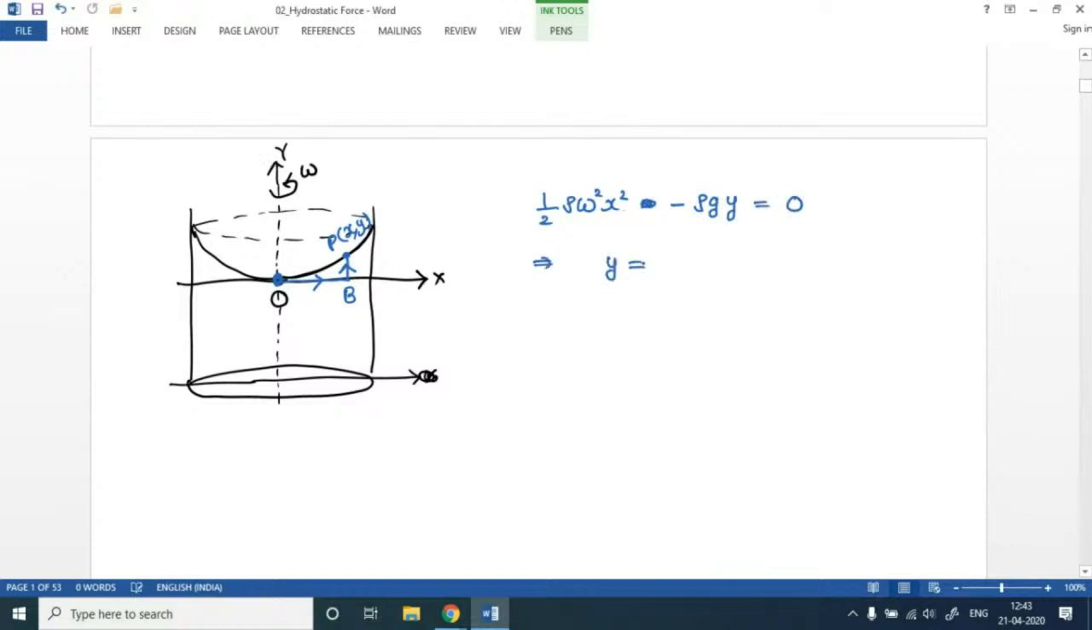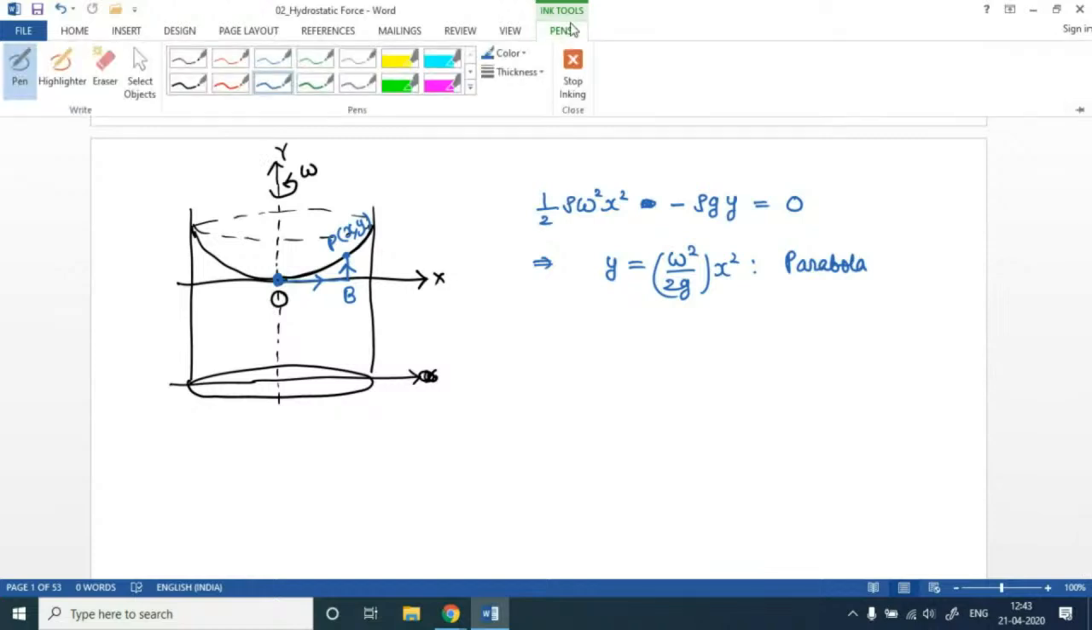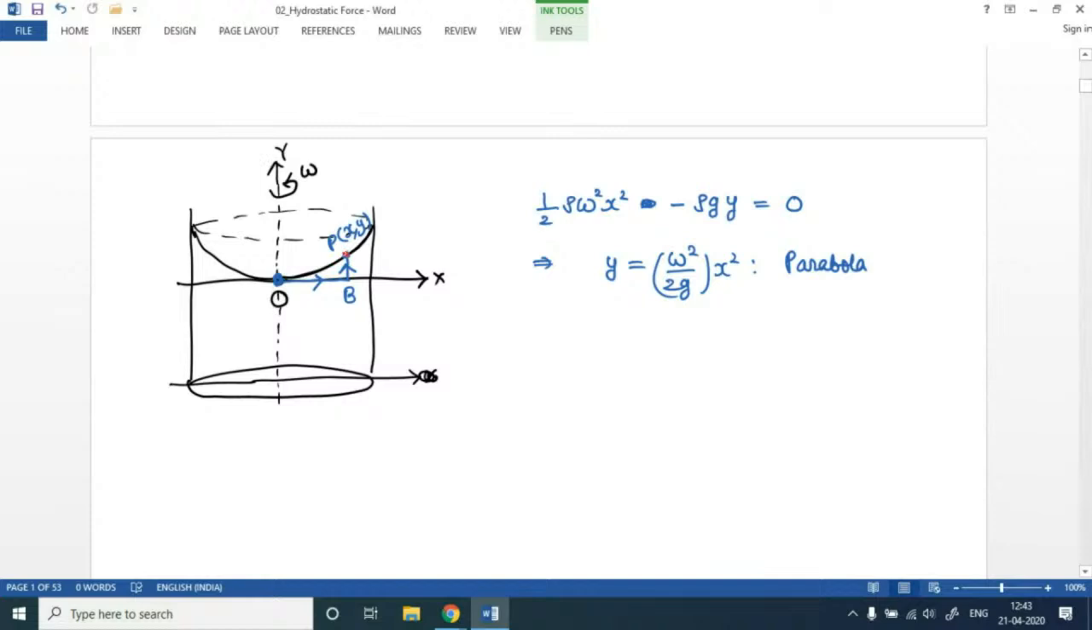So just by rearranging we will be getting y is equal to omega square by 2g into x square. So that definitely is a parabola. Okay, three dimensionally, when you will be looking at this structure, that is a paraboloid. So now the another method which I was talking about was using the force balance.